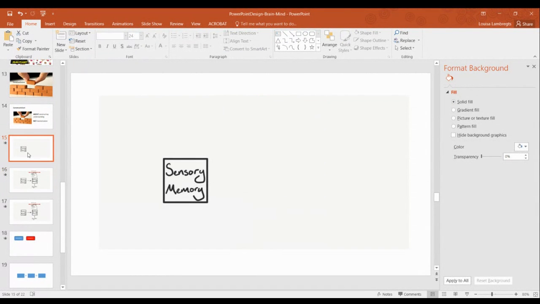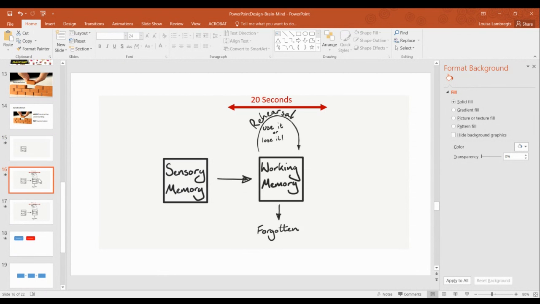So then there's my first slide. As an instructor, I can talk about sensory memory. Then maybe next step, I start talking about working memory. And I can go further and build out from there. Does that make sense? I hope that helps. Hopefully that breaks it down a bit more.